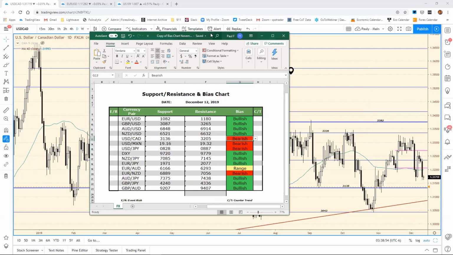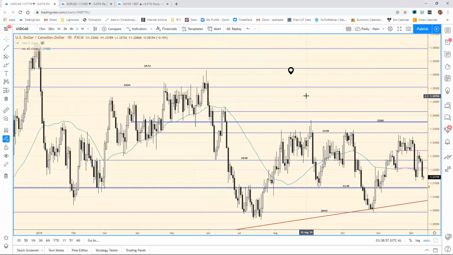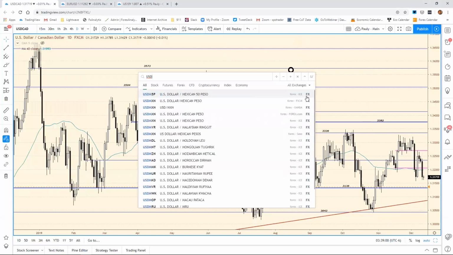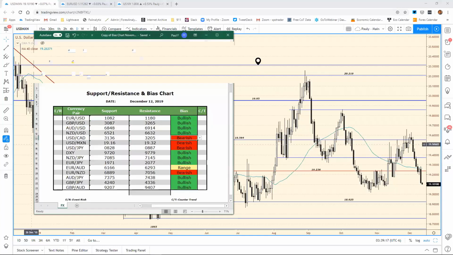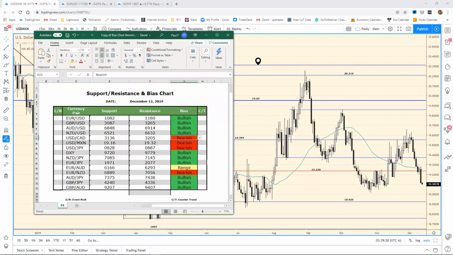Let's go on and move in now to the peso. This thing has really come off, and actually looks like we've already hit our extension target. The analysis that we did in the Asian session says the dollar peso extended the move below the 19.236 level. Support is 19.08 with a potential move to 19.02. Resistance is 19.19.